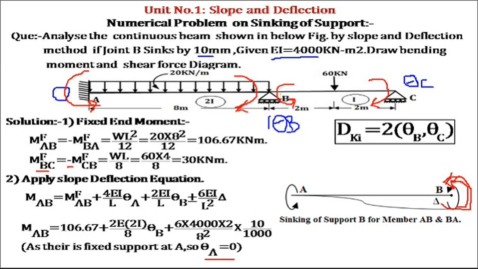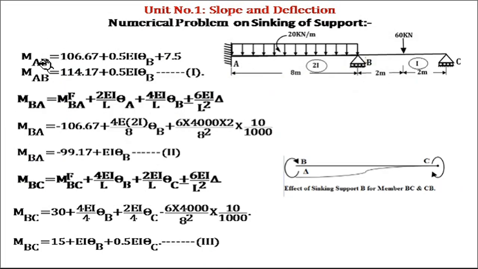And if you solve this, we'll get the moment equation for the member AB. Now applying the slope and deflection equation for the member BC. This is the slope and deflection equation.